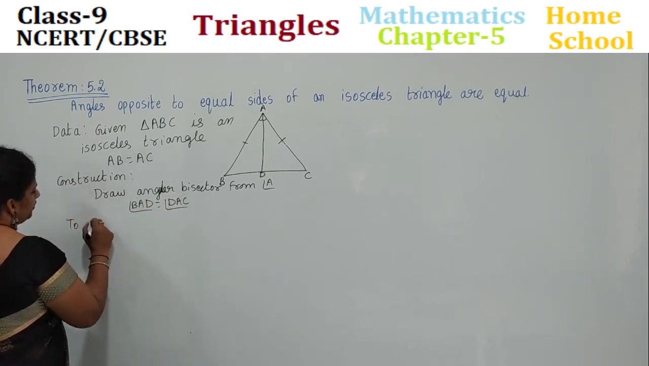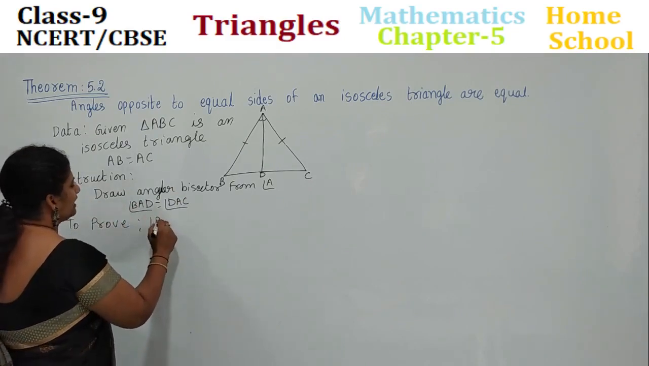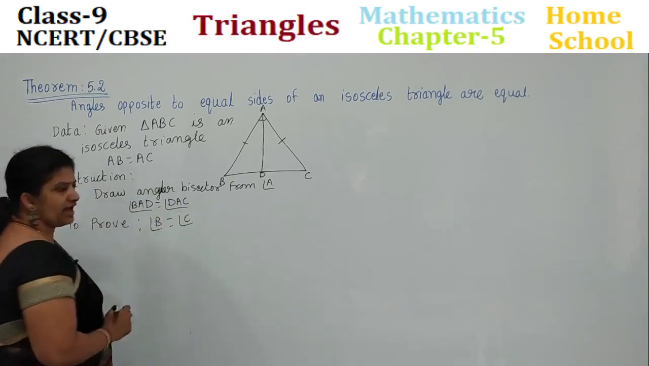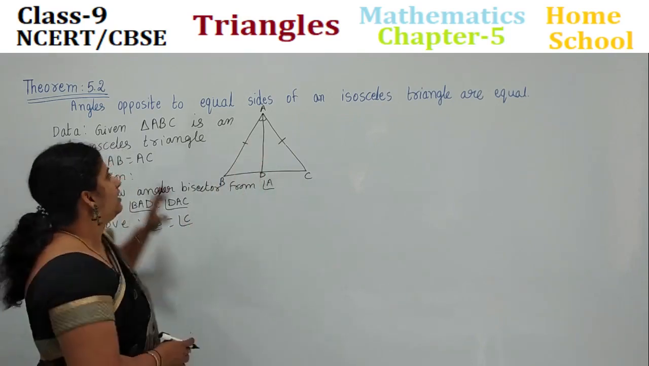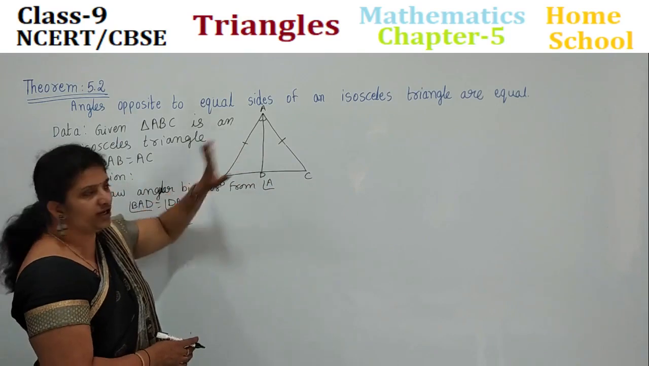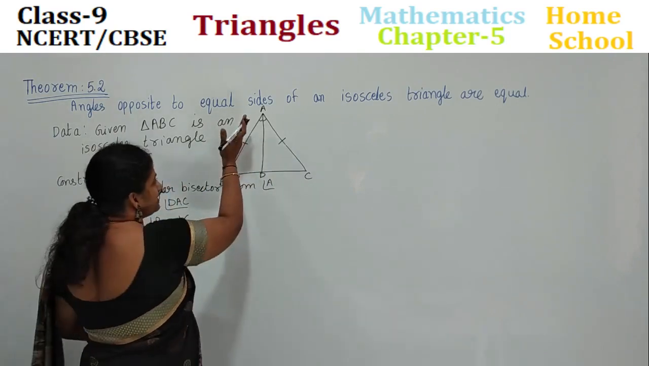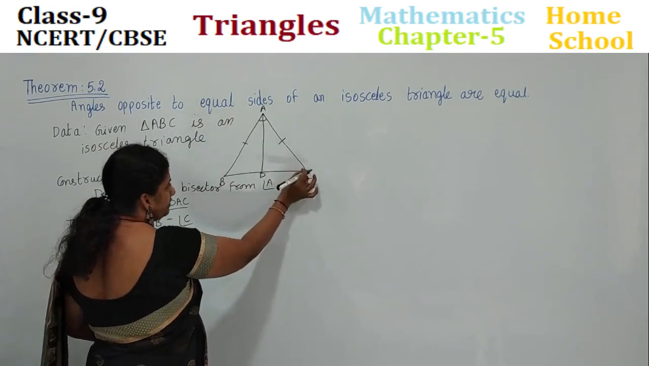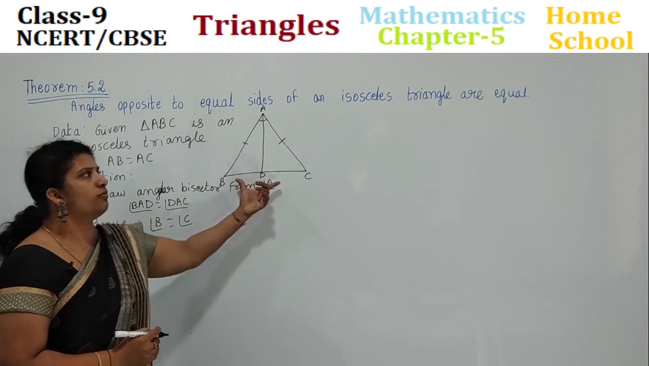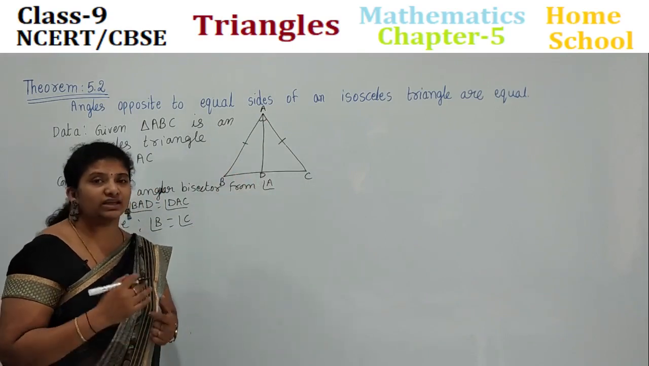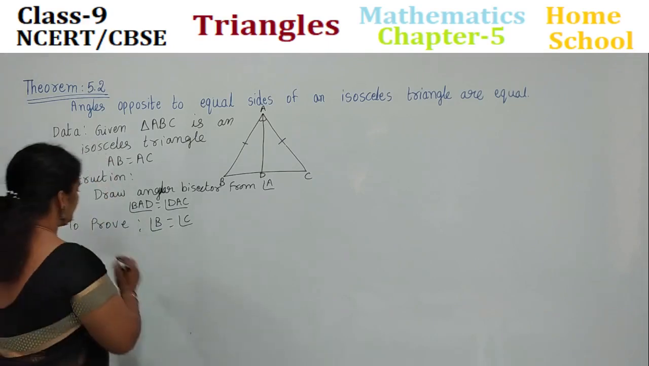To prove, what we need to prove here? To prove that angle B is equal to angle C, I need to prove. Given an isosceles triangle, angles opposite to equal sides. See children, these two are equal sides. For this side, what is the opposite angle? And for this side, what is the opposite angle B? These two opposite angles are equal. We need to prove that angle B equal to angle C.